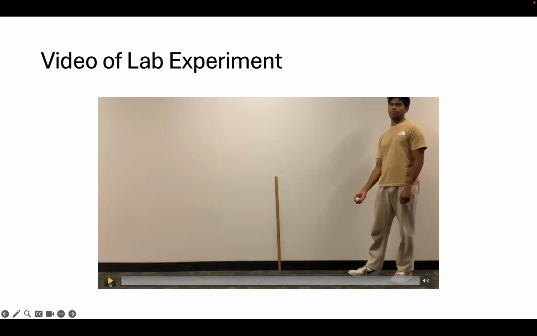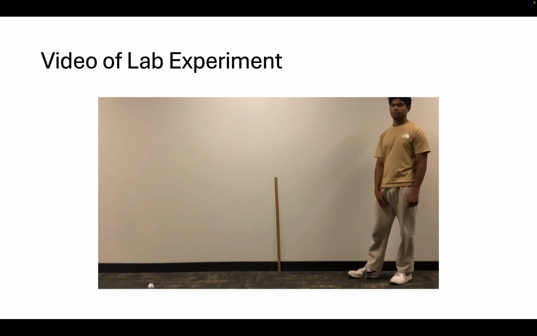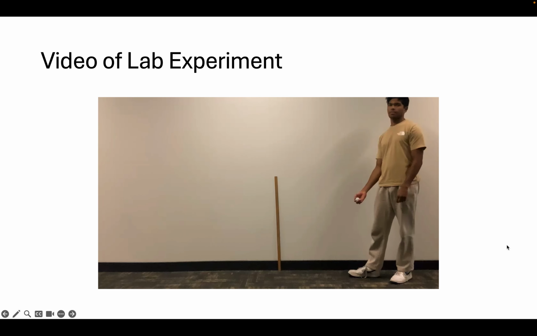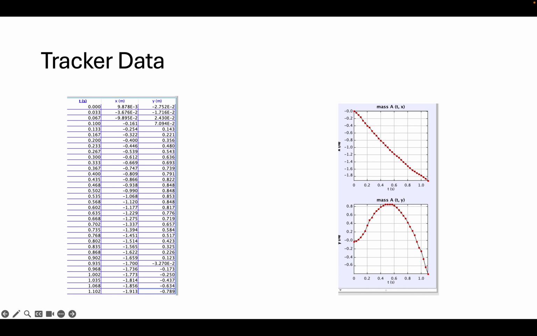This is a video of my lab experiment. And this is my Tracker data. On the left, we can see the table of the time of my experiment and the x and y positions of the paper wad plotted. And on the right, we can see the graphs of the x and y position accordingly. On the top is the x position with respect to time, and on the bottom is the y position with respect to time.